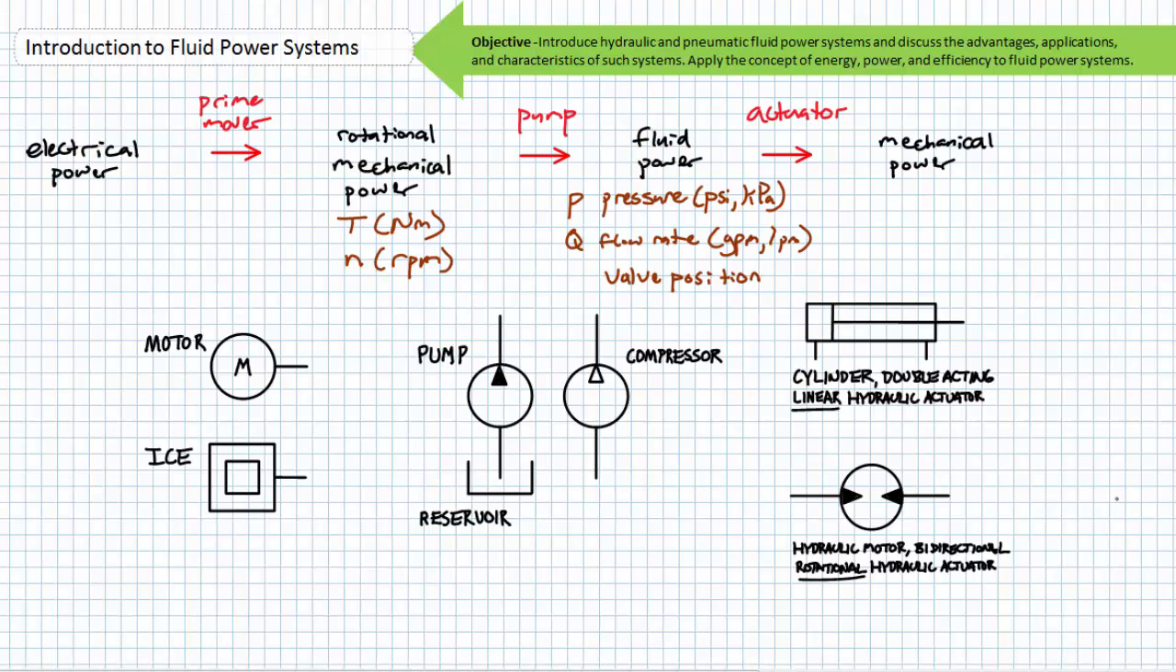You mean to tell me that a motor converts electrical power into rotational mechanical power? A pump converts rotational mechanical power into fluid power? The fluid power system controls and measures pressure, flow, and valve position just so some dumb hydraulic motor can convert fluid power back into rotational mechanical power? Why didn't you just use an electric motor in the first place?